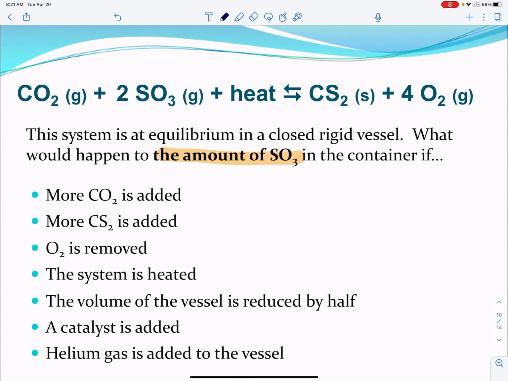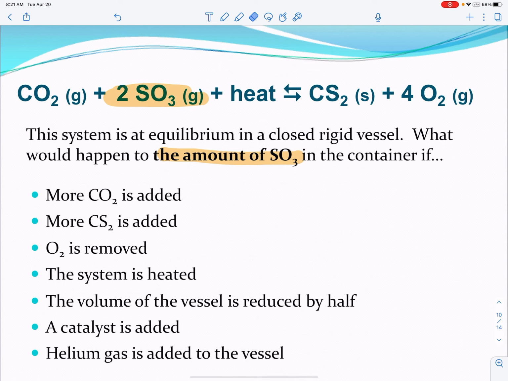Well, the first thing to notice is that the SO3 is on the left-hand side of our equation. Why do I want to notice that? Well, if it's on the left-hand side, then if a stress causes a forward shift in equilibrium, the amount of SO3 in the container would decrease, because if it's shifting forwards, SO3 would be a reactant, and reactants get used up.